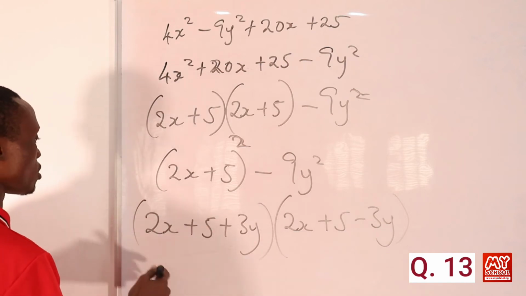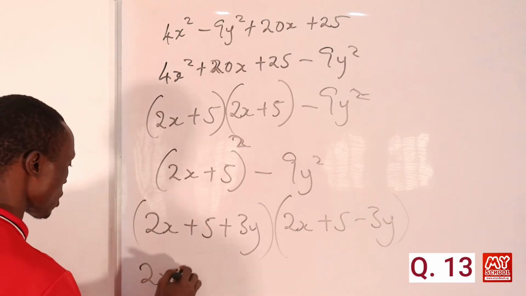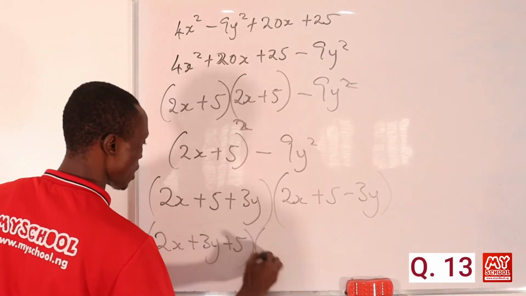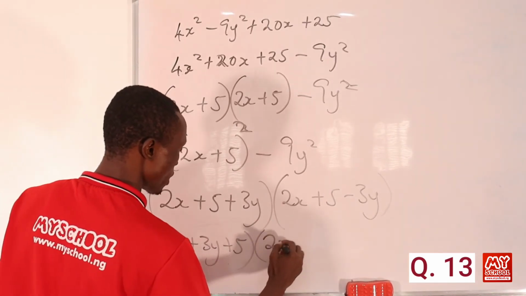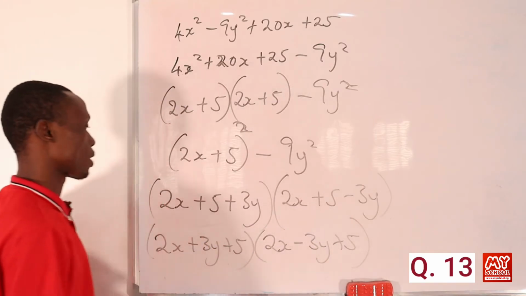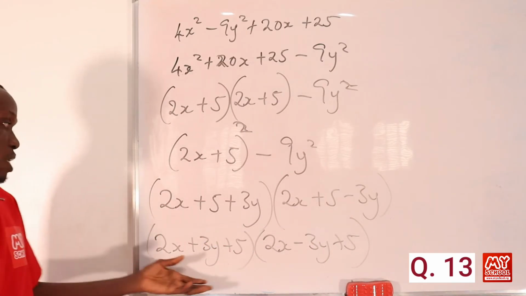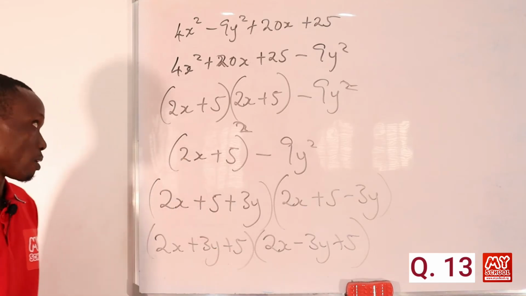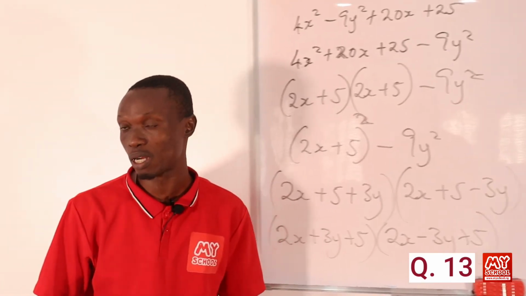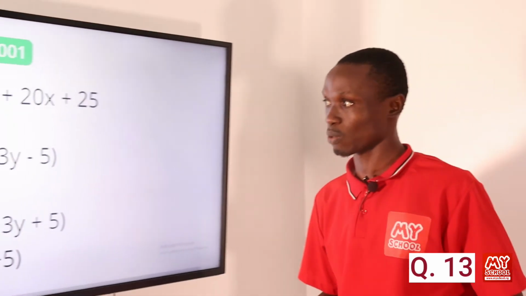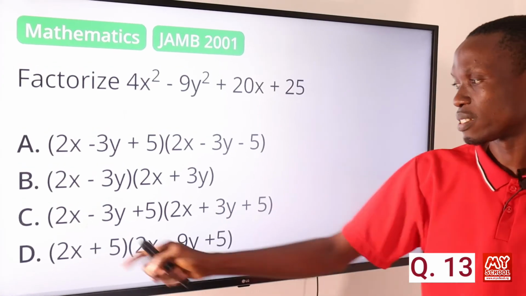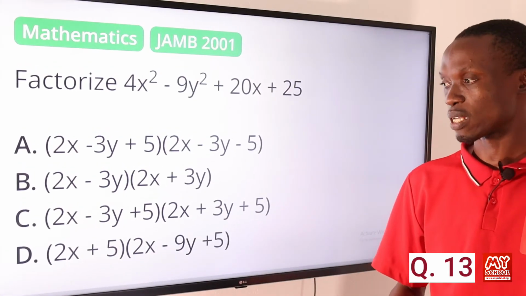Let's rearrange this so that we have 2x plus 3y plus 5 in the first bracket, and in the second bracket 2x minus 3y plus 5. So we have succeeded in factorizing the expression that is given to us. So let's return back to the board to pick the correct answer to this question. Option C agrees with our answer.